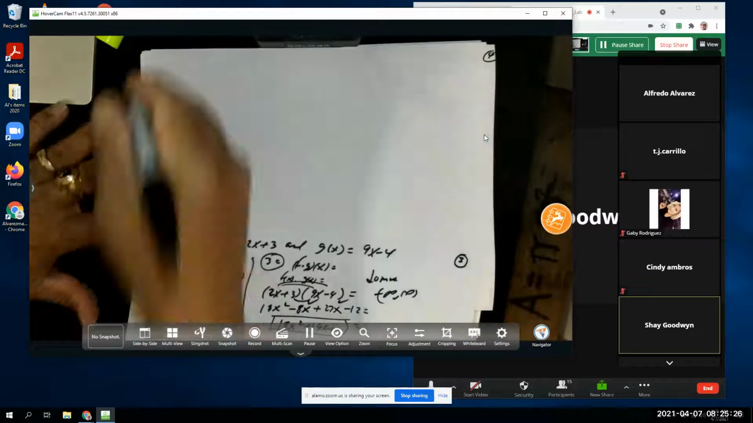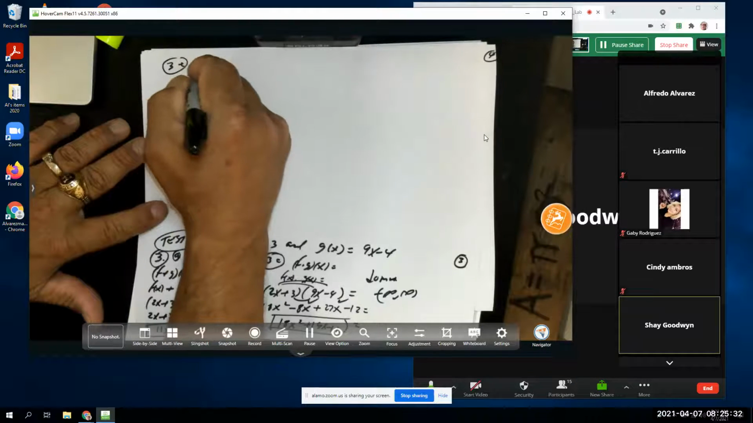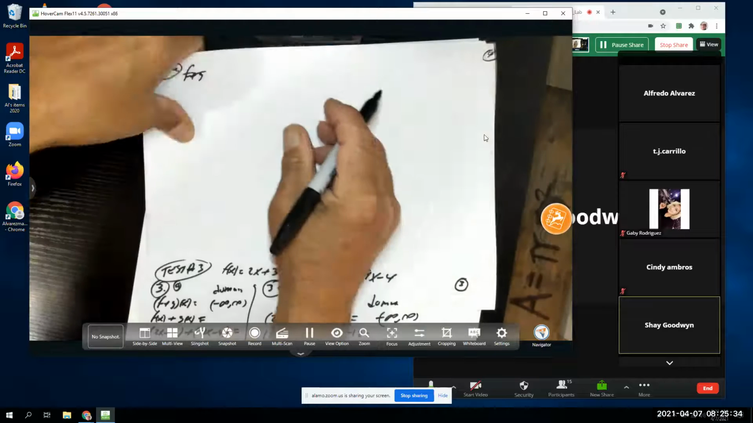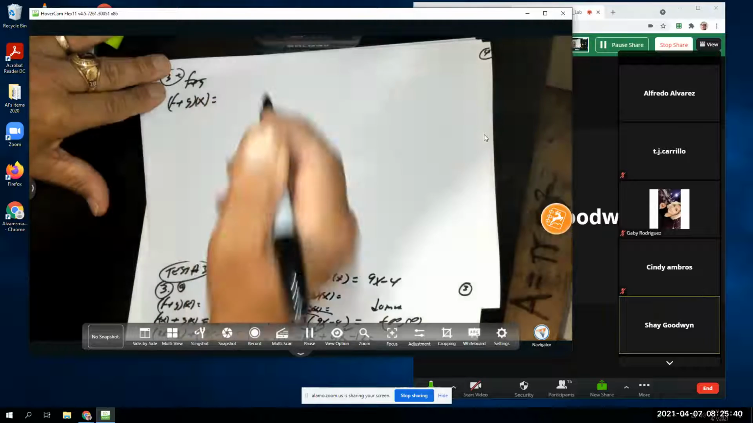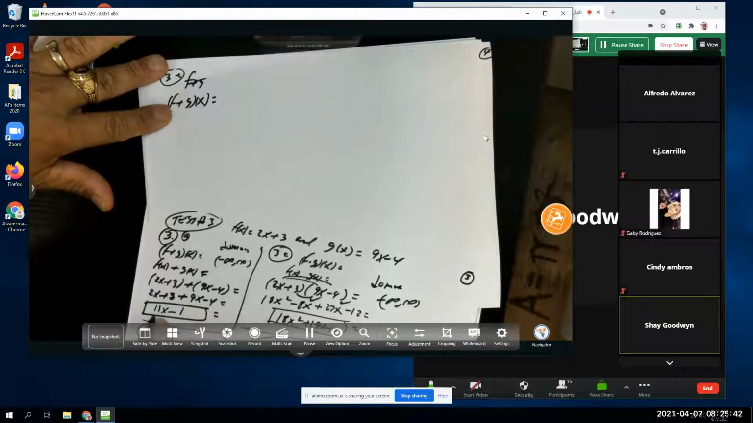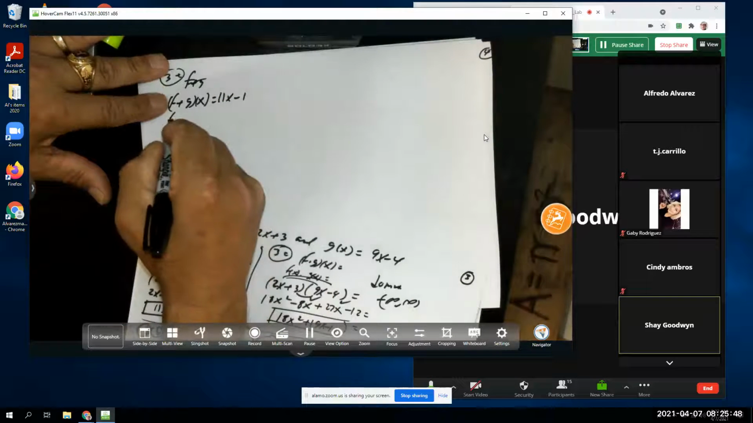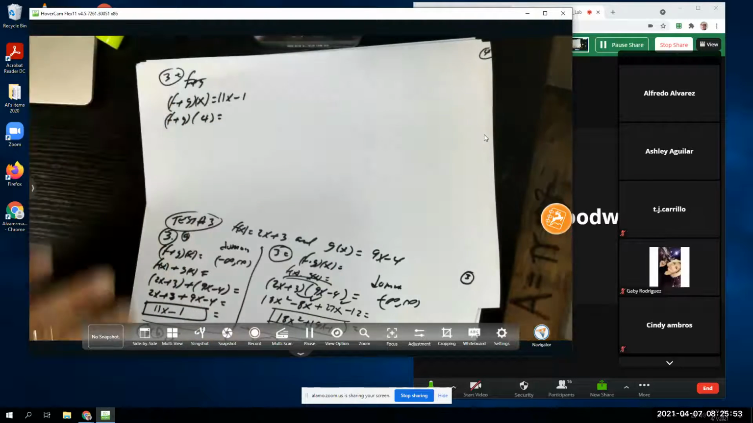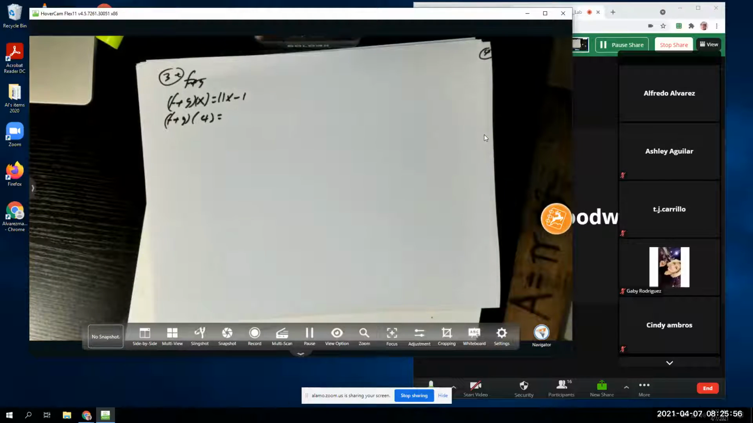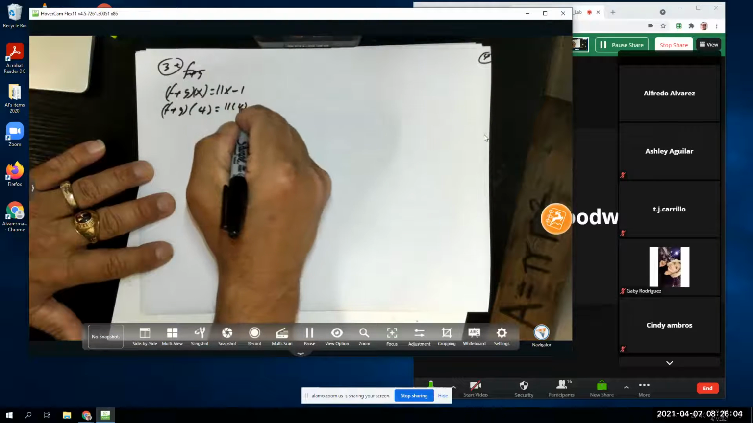The next one's going to be 3-letter E. It says F plus G of X equals 11x minus 1. So let me just write down 11x minus 1. And then they give you a number. It says, what is F plus G of the number 4? Okay. So F plus G of the number 4 means wherever there's an X, you're going to put what? 4. So this is going to be 11 times 4 minus 1.